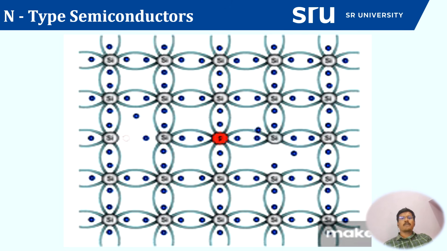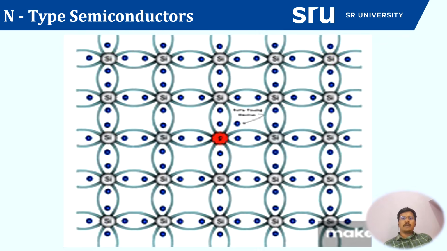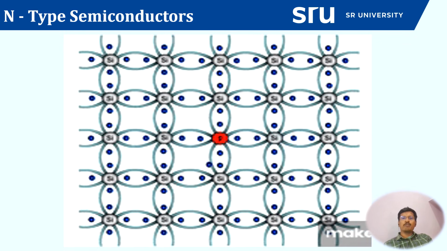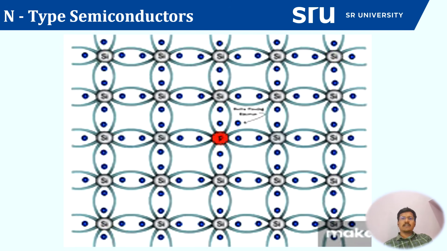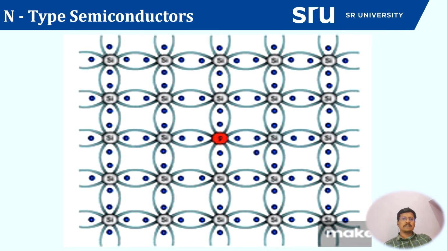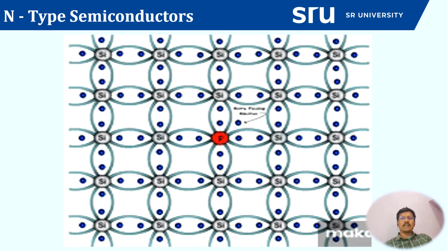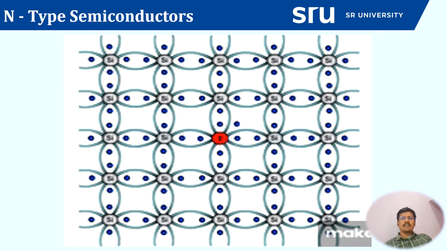So when an electric field is applied, the abundant free electrons move rapidly towards the positive terminal. This movement produces a substantial electric current. Because the number of free electrons is much larger than in intrinsic semiconductors, the conductivity increases dramatically.